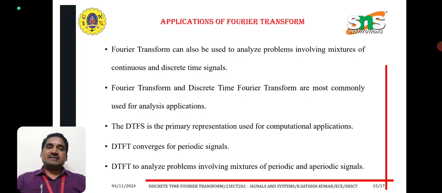Next one, applications of Fourier transform. Fourier transform can be used to analyze problems involving mixtures of continuous and discrete time signals. Discrete time Fourier transform is most commonly used for analysis applications, is the primary representation of computational applications, converges periodic signals, and analyzes problems involving mixtures of both periodic and aperiodic signals.